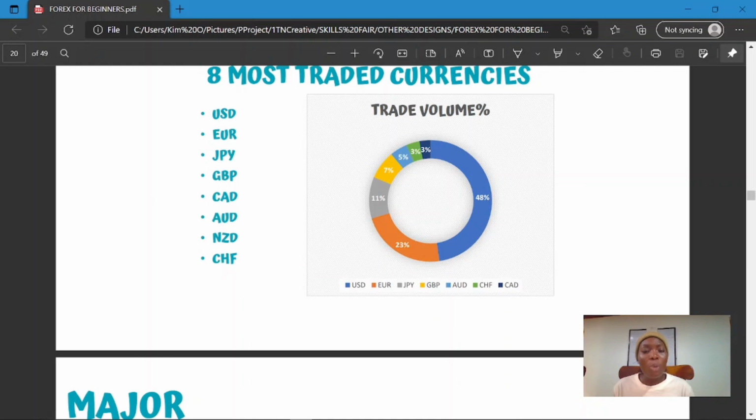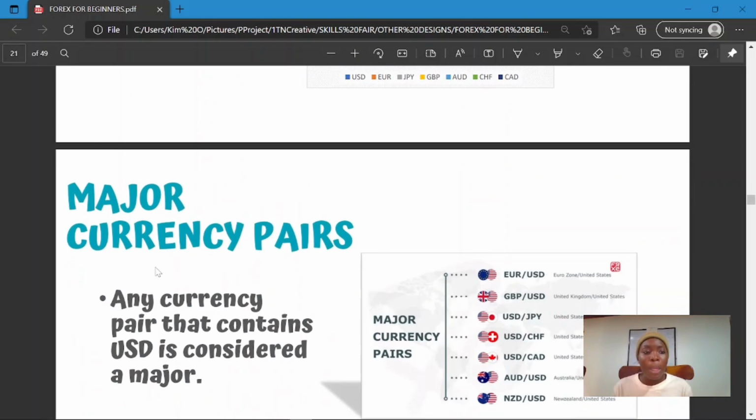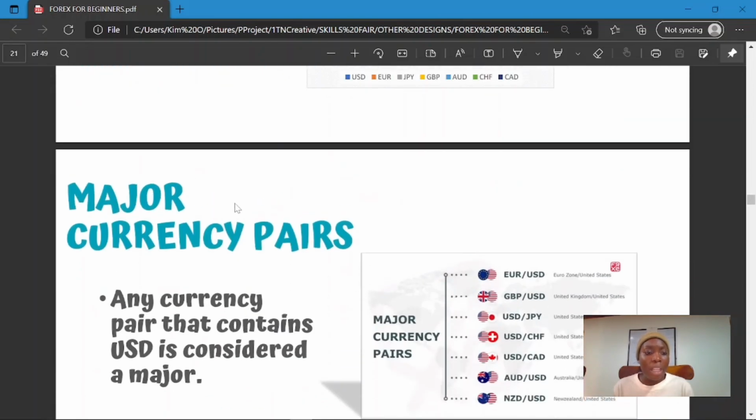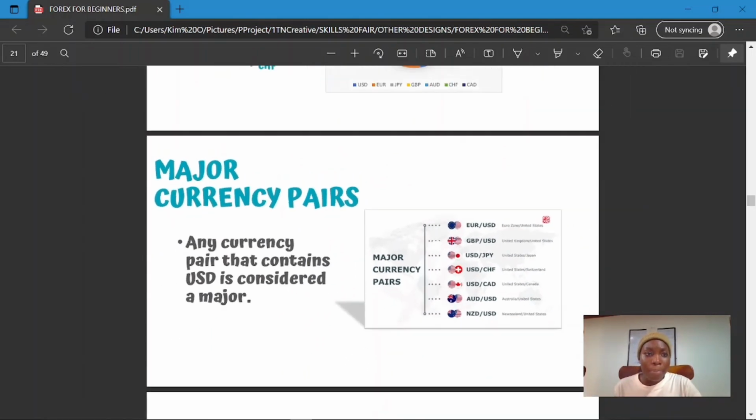Okay, now we are moving on. We've spoken about the currencies that are traded, and we are moving to the currency pairs that are most traded. The major currency pairs are any currency pair that contains USD. Okay, it's any currency pair that contains the USD.